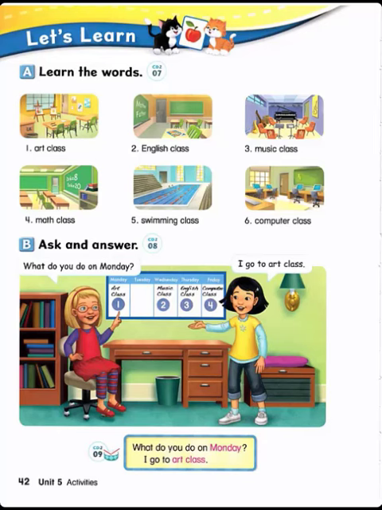Page 42. Drum track. What do you do on Monday? I go to art class. What do you do on Wednesday? I go to music class. What do you do on Thursday? I go to English class. What do you do on Friday? I go to computer class.